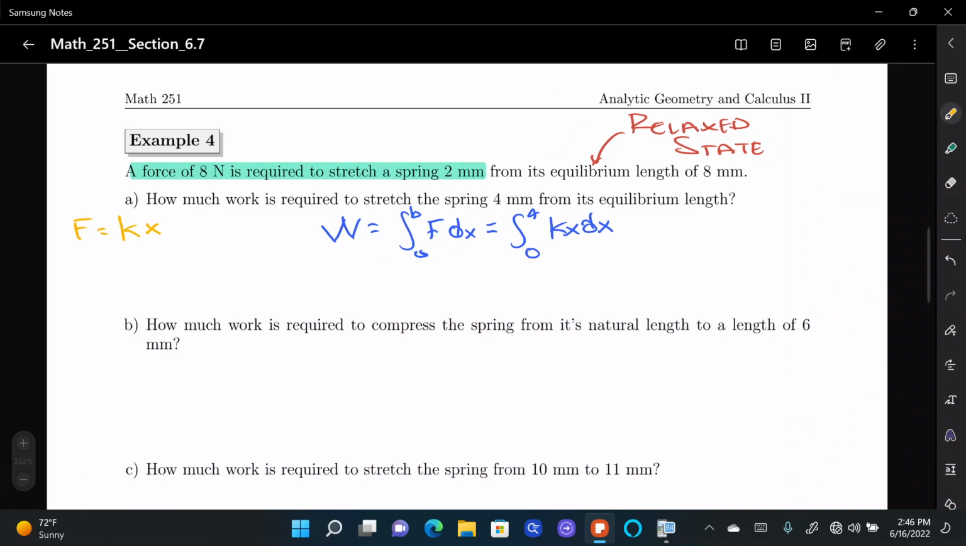So a force of 8 newtons is required to move the spring 2 millimeters away from its original length. So that means K equals 4. So we may now write an integral right here.